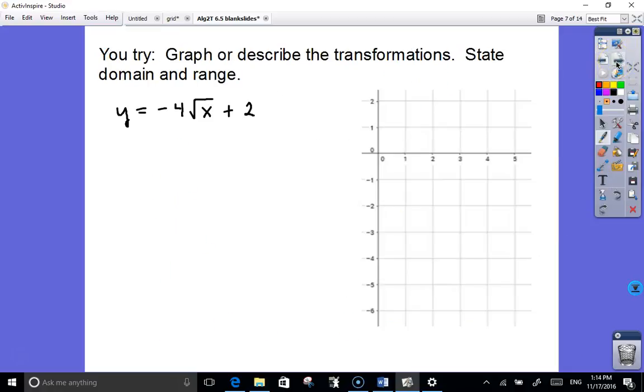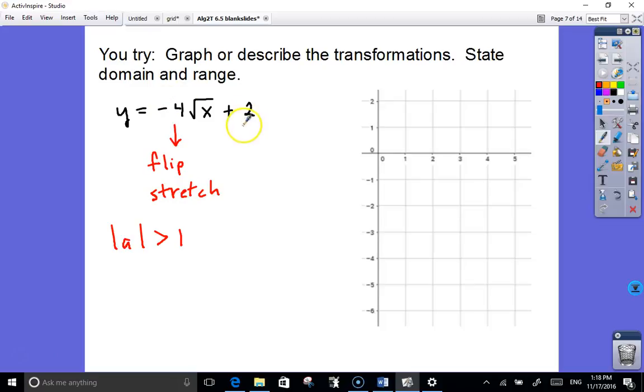So try to graph that one. Okay, so what is that negative 4 telling us? Flip and stretch. Remember, if the absolute value of a is greater than 1, it's a stretch. And the absolute value of negative 4 is 4, so that's a stretch. Then don't take the negative, because negative 4 is less than 1. But that just means it's stretching down.